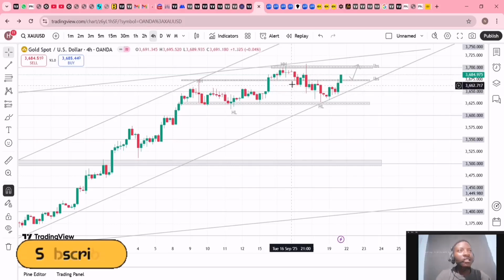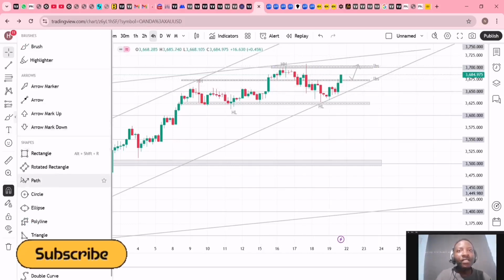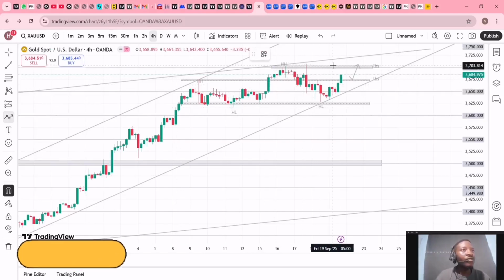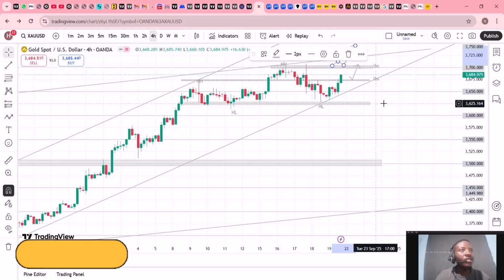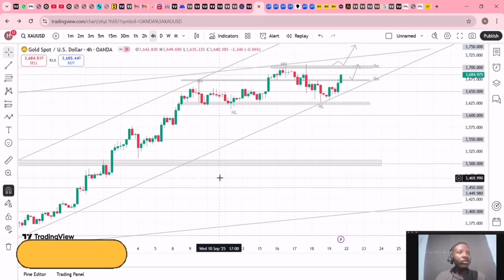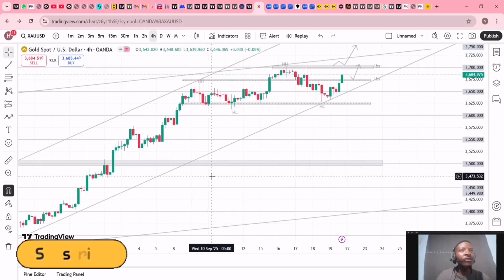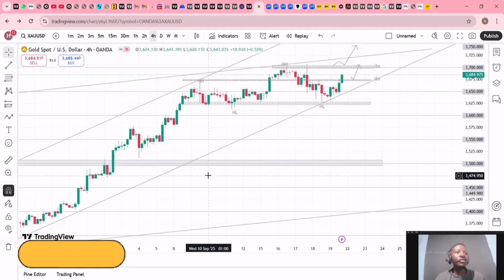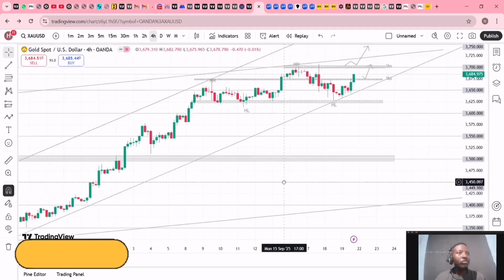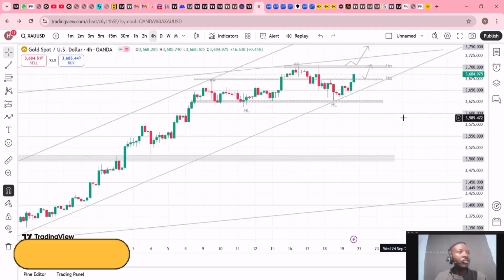And I expect gold once here to break that resistance and continue to push up. I expect gold to give us something as such once it reaches here. So gold is bullish. Everyone knows gold is bullish. We don't doubt that. And from these 2 bullish candlestick patterns that have been printed on the 4 hour time frame, it is possible that we continue the bullish move. So this is all I have for gold in respect to the DXY.